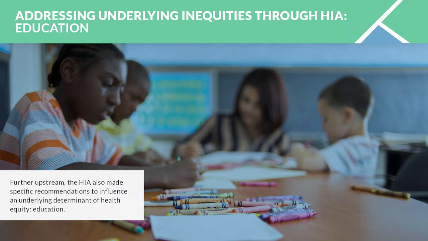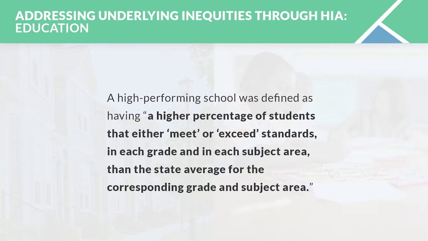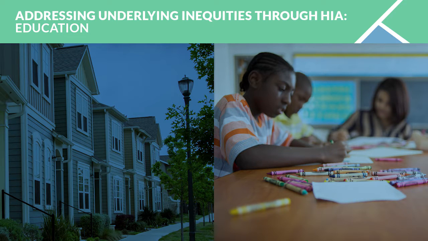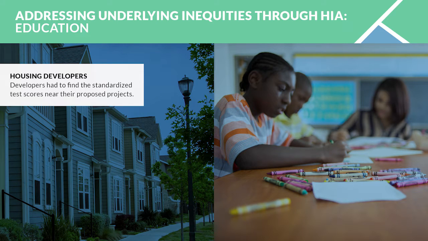Further upstream, the HIA also made specific recommendations to influence education, which is an underlying determinant of health equity. In the original policy, the decision makers attempted to incentivize affordable housing development near well-performing schools. They did this by rewarding development proposals within the attendance zone of a high-performing elementary school. Identifying high-performance schools based on the policy's original definition was a complex undertaking for housing developers. To be eligible for the associated incentives, developers had to find the standardized test scores for each grade and subject for each school near their proposed projects.